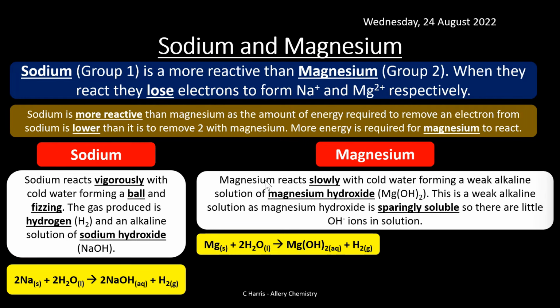So here's a reaction here. This is magnesium reacting with water will form some magnesium hydroxide and hydrogen gas. So very similar to group 1, but just nowhere near as quick.